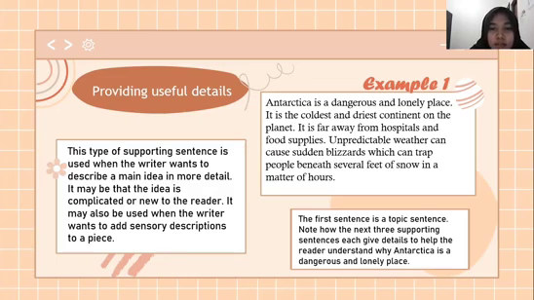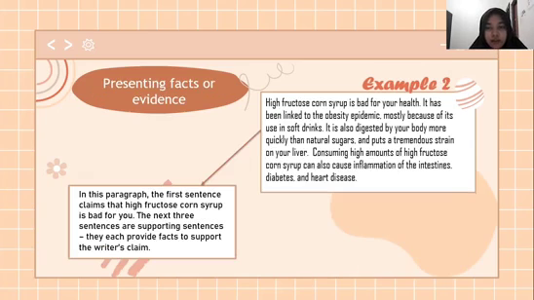The first sentence is a topic sentence. Note how the next 3 supporting sentences each give details to help the reader understand why Antarctica is a dangerous and lonely place. Okay, the next material will be explained by Zulfia.